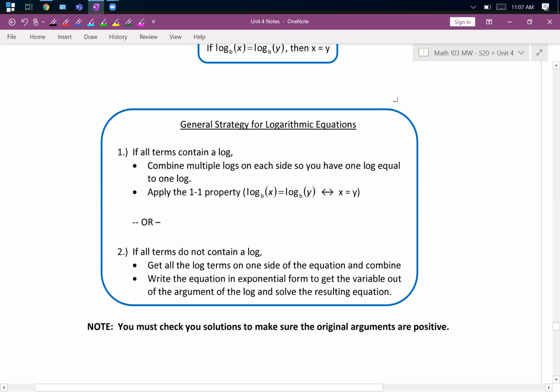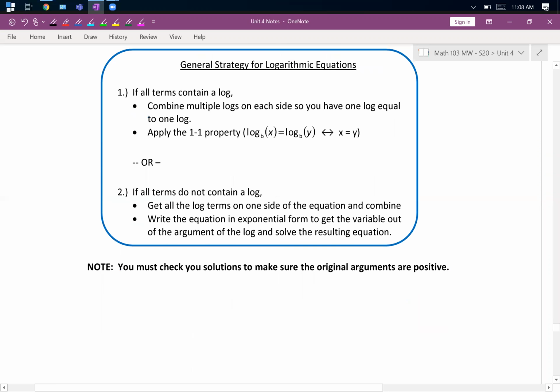If every single term in the equation contains a log, then the one-to-one property is going to be applicable. It may not be ready to go, but we can manipulate it so that we can use the one-to-one property. So if every term contains a log, you want to combine multiple logs on each side so that you have one log equal to one log. And we'll be combining logs using those log properties number 5, 6, 7. Once you have it one log equal to one log, you can simply set the arguments equal to each other.